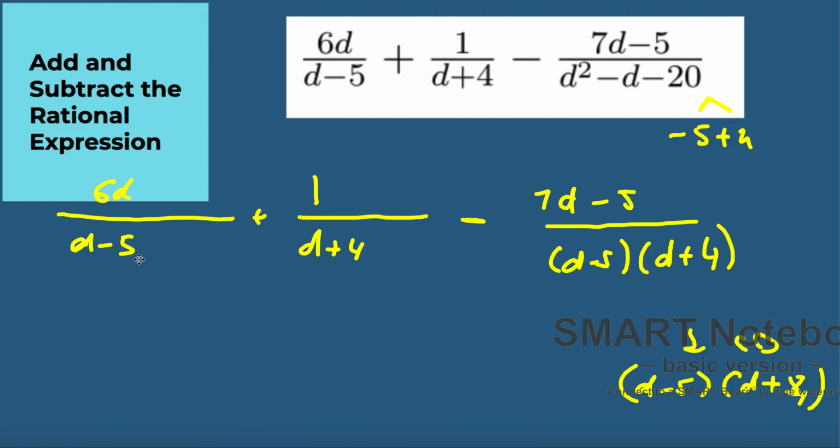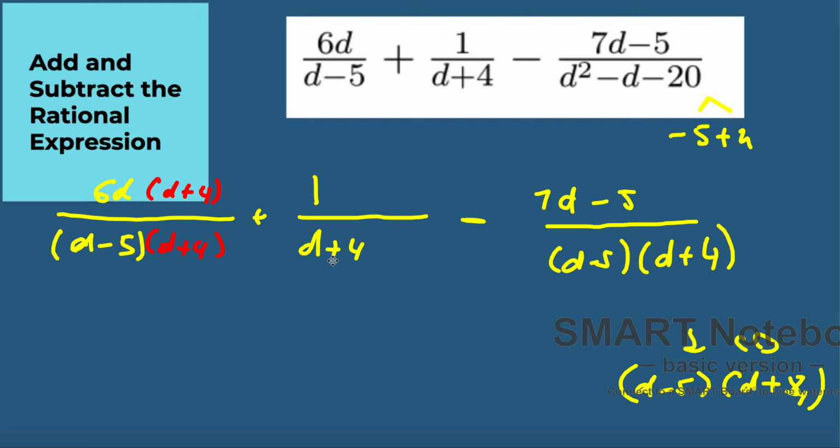And now I'm looking to make all of those denominators the same, like the lowest common denominator. Looking here, d minus 5 is missing d plus 4. And because it's missing d plus 4, I'm going to multiply this denominator with d plus 4. If I multiply the denominator with d plus 4, then I multiply the numerator with d plus 4.